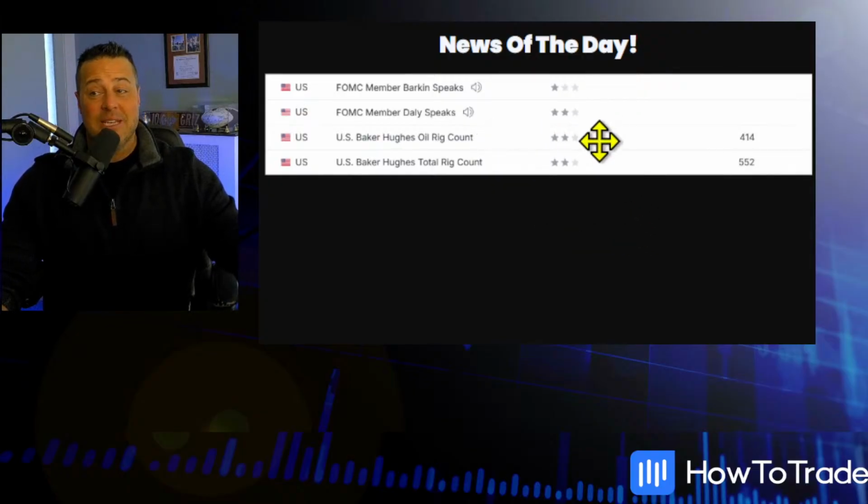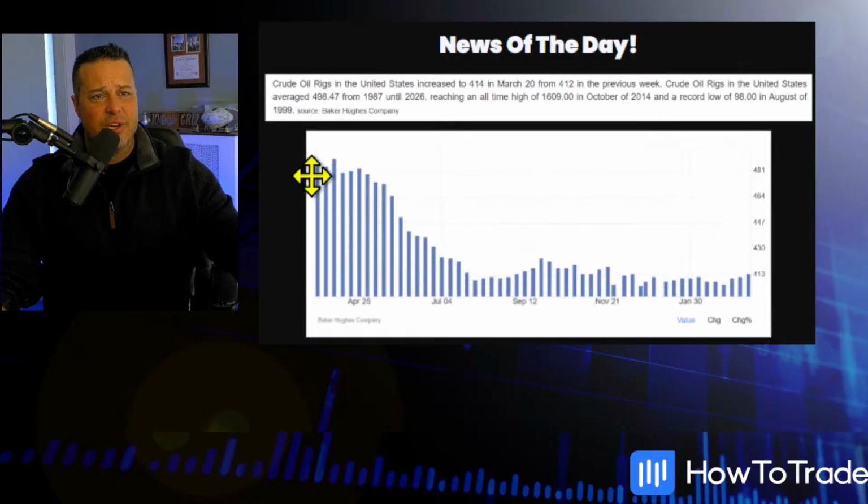Believe it or not, the impetus is going to be on the United States to really get involved and make sure that they're producing a lot of oil. Right now, our rig count is very low. This is over the last year. The rig count was up about 481 at this time last year, and the contraction has been astounding, down to 415. This needs to start going up in a hurry. The crude oil rigs in the United States increased to 414 on March 20th from 412 the previous week. Crude oil rigs in the United States averaged 498 from 1987 until 2026, reaching an all-time high of 1609 in October of 2014 and a record low of 98 in August of 1999.